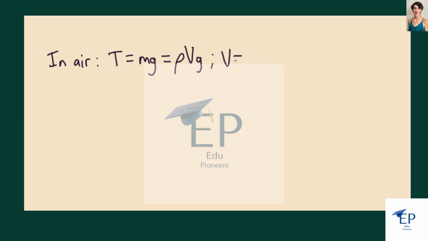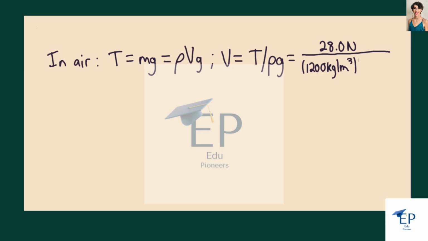And so the volume of the rock would simply be equal to the tension force divided by the density of the rock multiplied by the acceleration due to gravity. And so this would be equal to 28.0 newtons divided by the density of the rock, 1,200 kilograms per cubic meter multiplied by 9.8 meters per second squared. And so the volume of the rock is found to be equal to 0.00238 cubic meters.